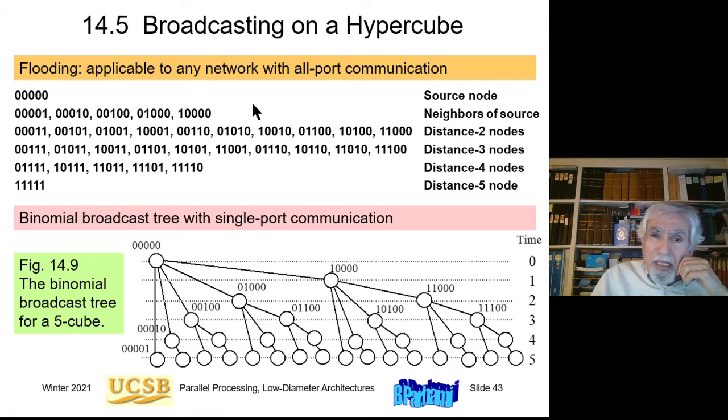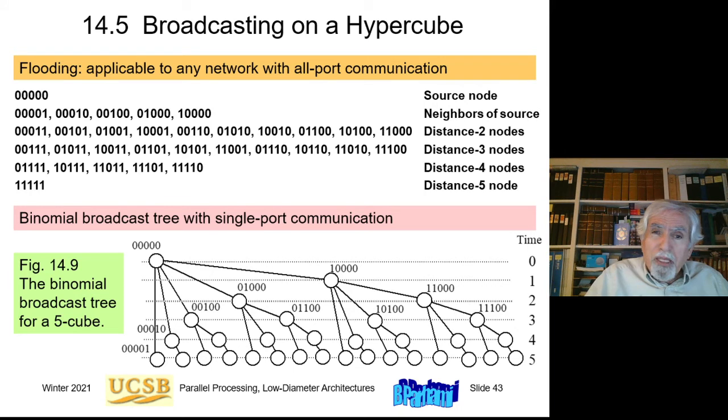Unfortunately, there are 2 drawbacks to this algorithm. One is the requirement for all port communication, which may not always exist. And the other one is duplication. So consider, for example, these 2 nodes. One neighbor of this node is 11000, flip this bit. And one neighbor of this node is also 11000. So these 2 will be sending the broadcast message to that shared neighbor. So there are duplications in messages that basically require more communication than absolutely needed. And also because communication consumes energy, more energy will be consumed.